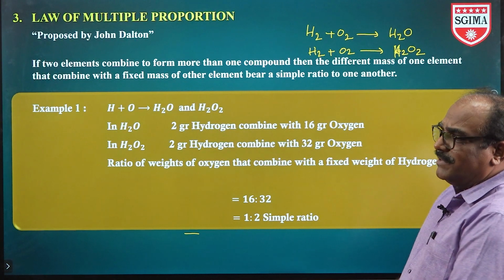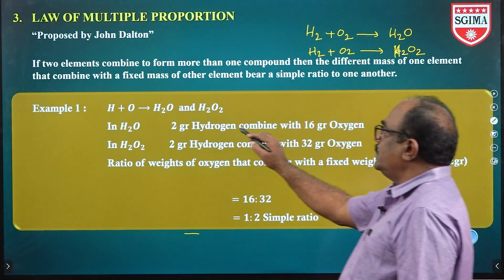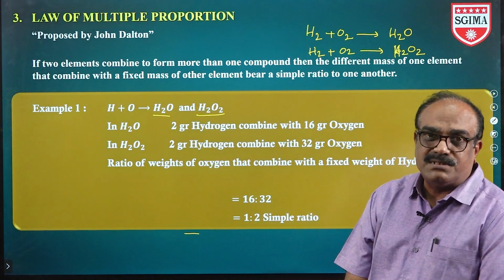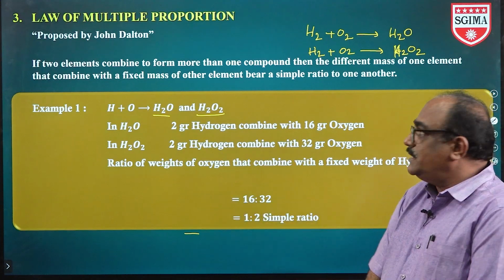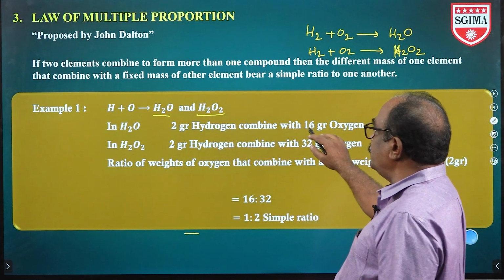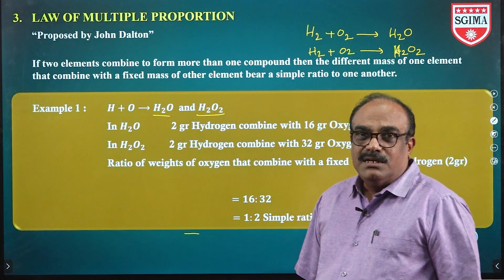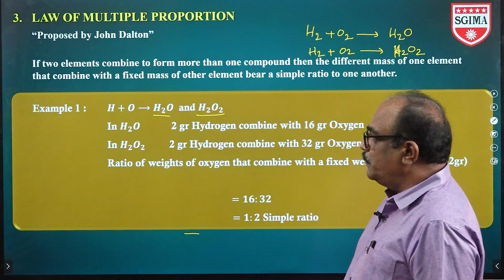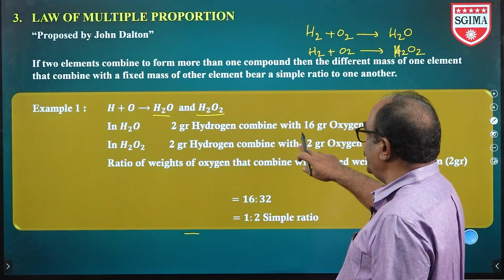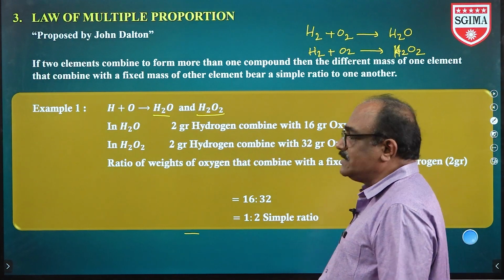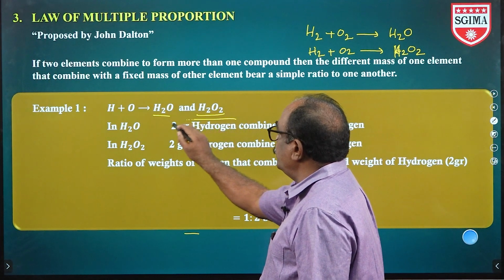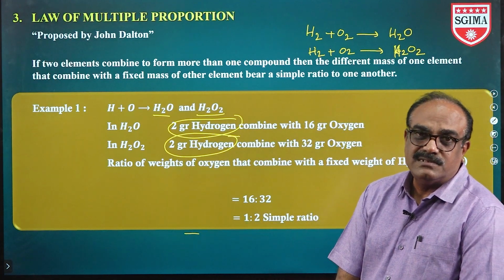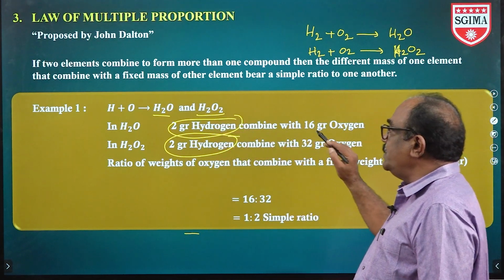The best example can be illustrated by taking the same one I proposed, where water and hydrogen peroxide are both produced. Please see the weight composition. 2 grams of hydrogen combines with 16 grams of oxygen in the form of water. In the form of hydrogen peroxide, the same 2 grams of hydrogen combines with 32 grams of oxygen. Please remember that in both cases my calculation is per 2 grams of hydrogen only.